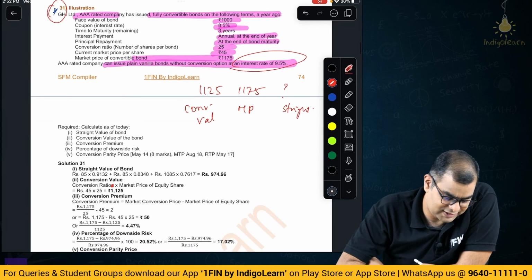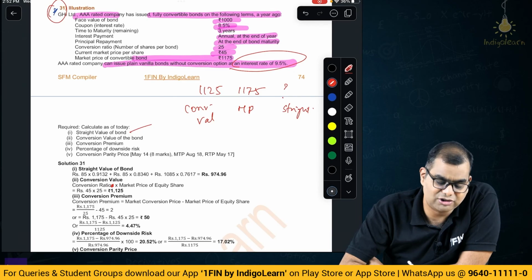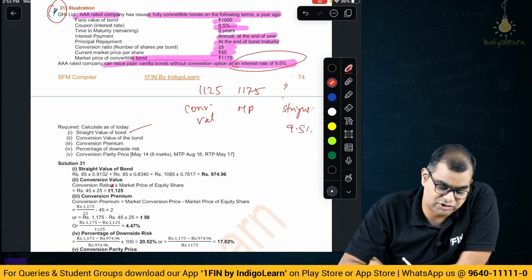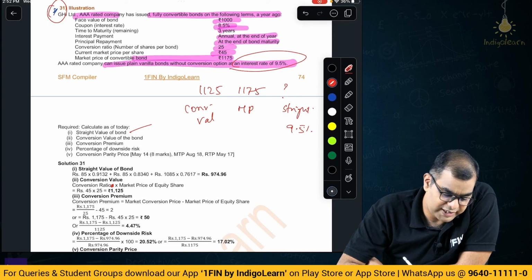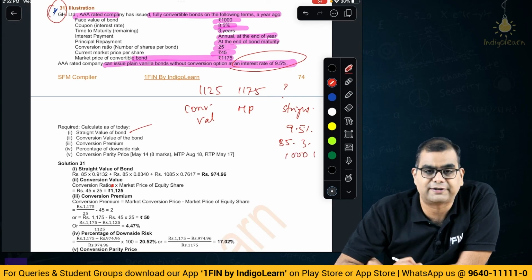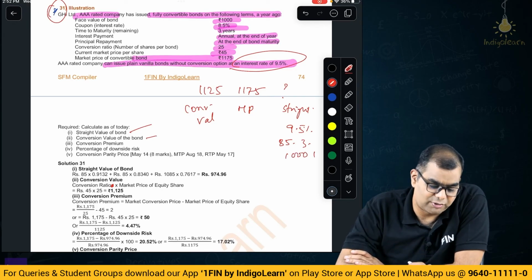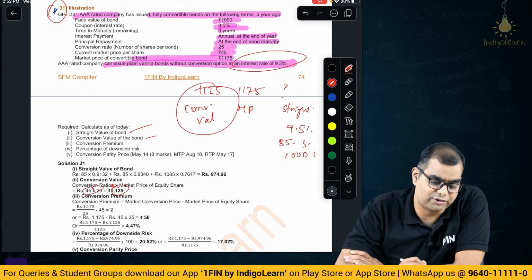Okay, now see, you are required to calculate straight value. You are supposed to calculate straight value at what? At 9.5% for given set of cash flows. Cash flows are what? On 1000, 8.5% per annum, which is 85 rupees for 3 years, and 1000 rupees in the last year, right? So then conversion value of the bond. What is conversion value? Conversion value you already computed, 1125, which is basically your 45 into 25 is 1125.